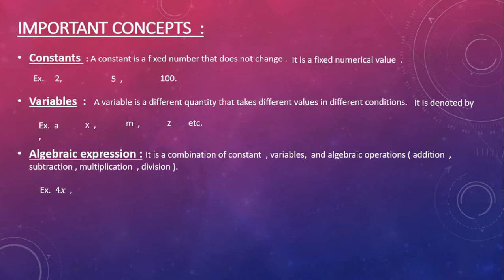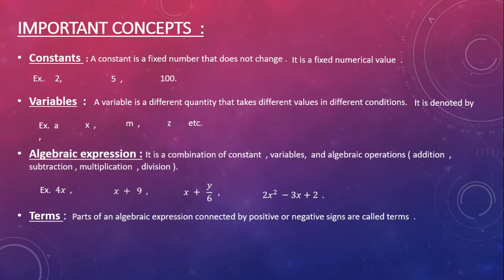The next one is x plus 9. x is a variable and 9 is a constant. It is also an example of algebraic expression. The next one, x plus y by 6. Here x and y, these two are variables. And 2x square minus 3x plus 2. These four are some examples of algebraic expression.